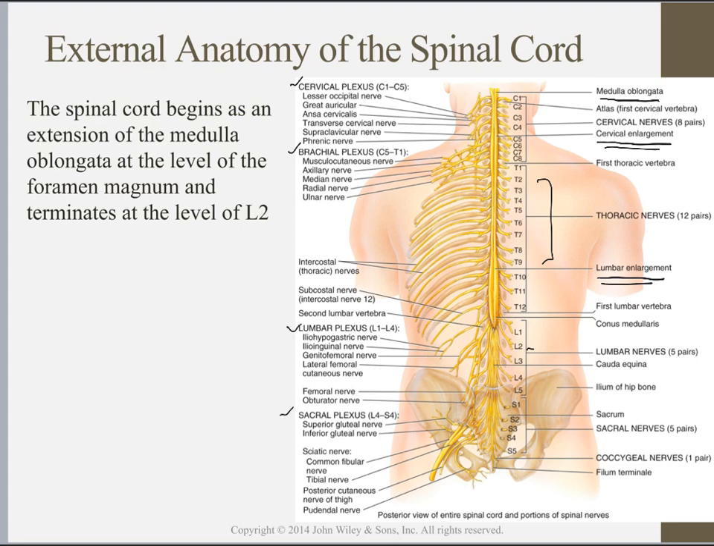Again, more information coming in from the lower limbs and lower regions, which gives us an increase in the amount of gray matter, which gives us the second enlargement. Now the next question is this termination, the spinal cord terminating around L1, L2.